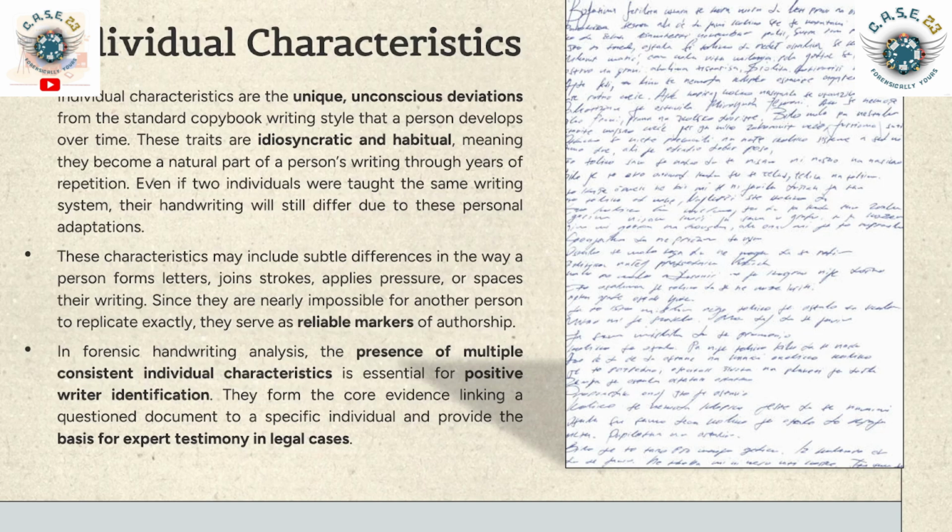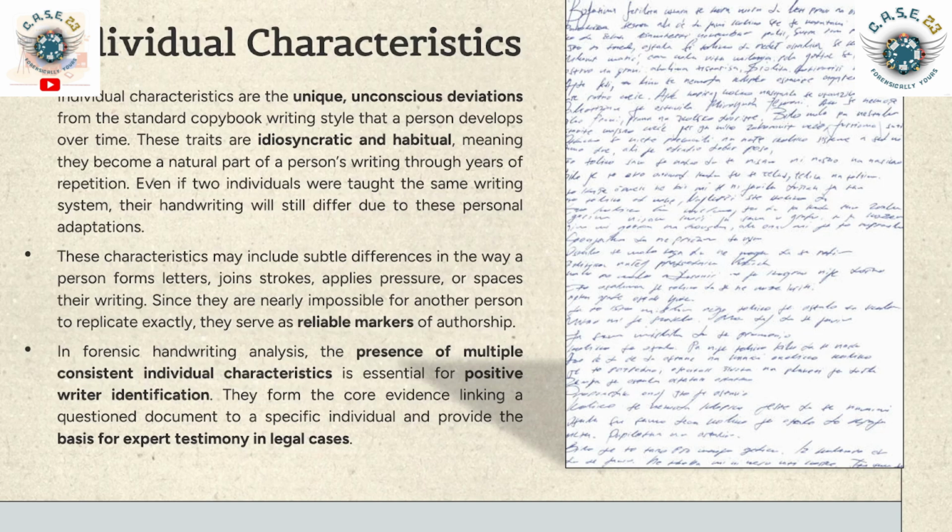Now, these are the unconscious deviations from the standard copybook style we all have learned in school. And over the time, through years of repetition and practice, these quirks become part of your natural writing behavior. Think of it this way: even if two people went to the same school, had the same handwriting teacher, and were taught the same cursive method, the handwriting would still look different. Why? Because of these individual touches that develop naturally.